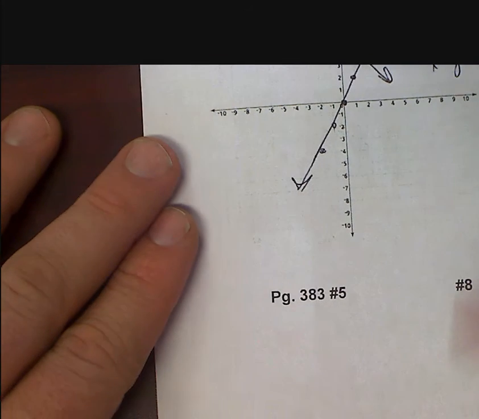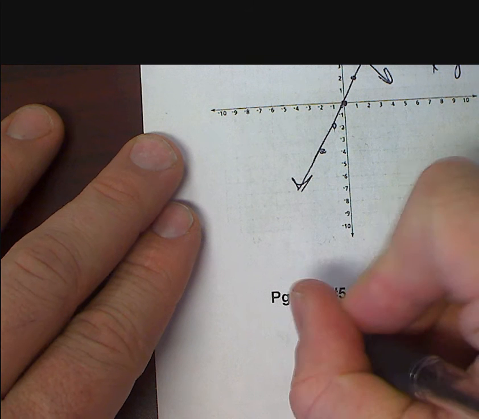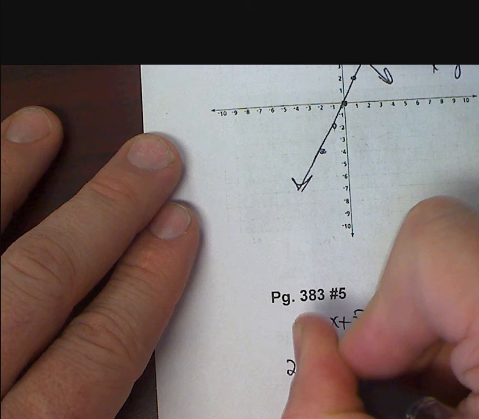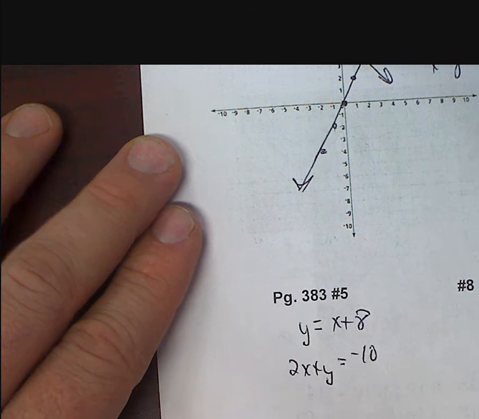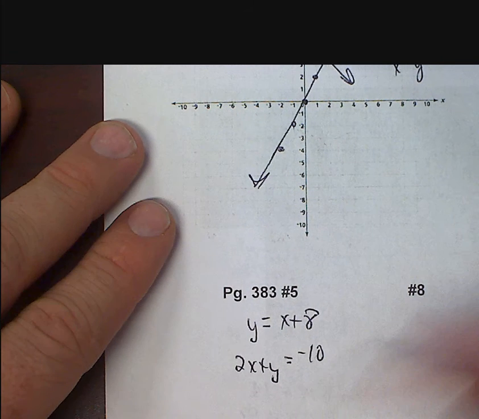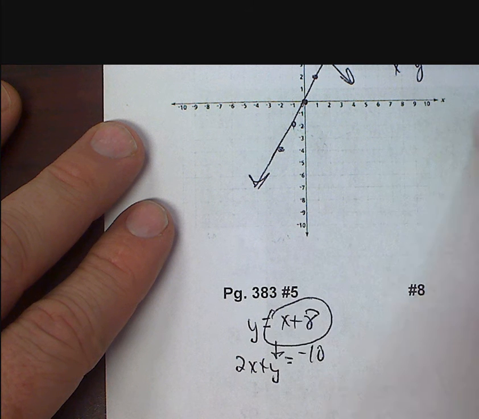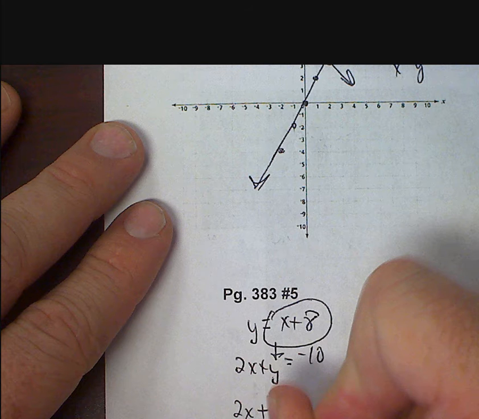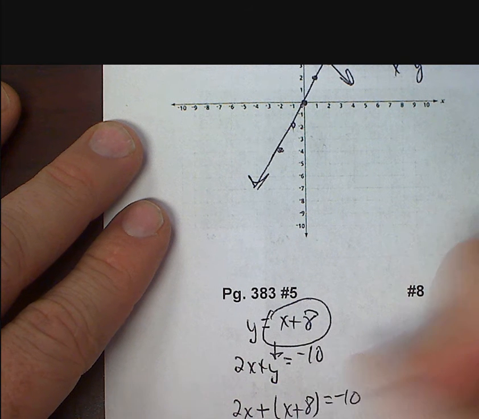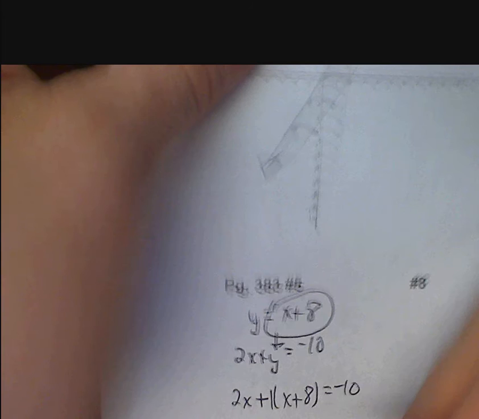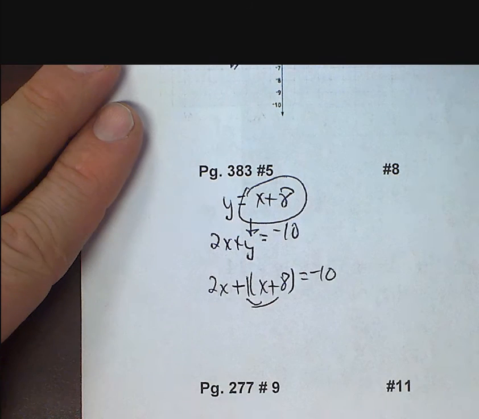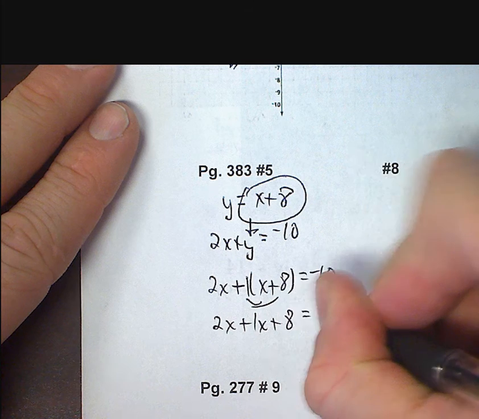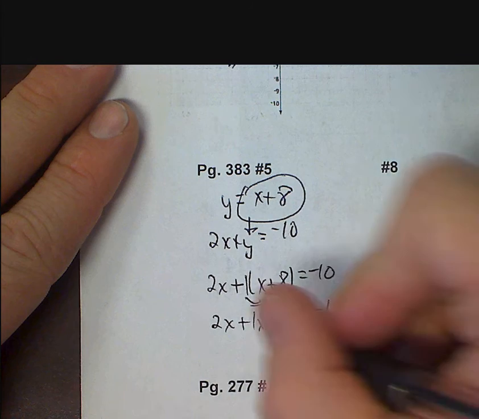Page 383, number 5. They give me y equals x plus 8, and they give me 2x plus y equals negative 10. They ask me to use substitution. So I'm going to substitute. So this would be 2x plus x plus 8 equals negative 10. This is really a 1, so I can actually distribute that positive 1. I still have 2x plus 1x plus 8 equals negative 10.